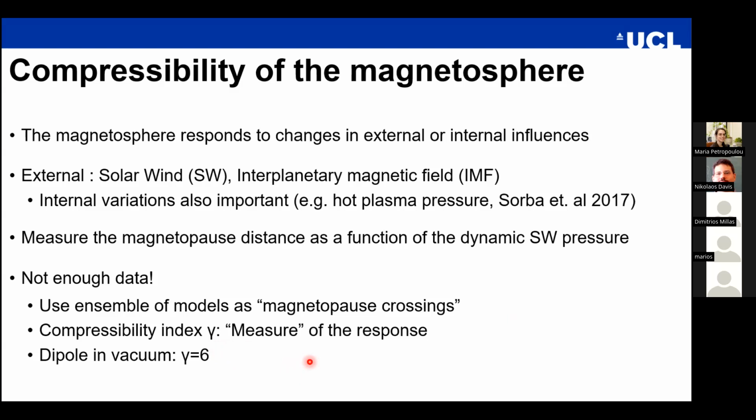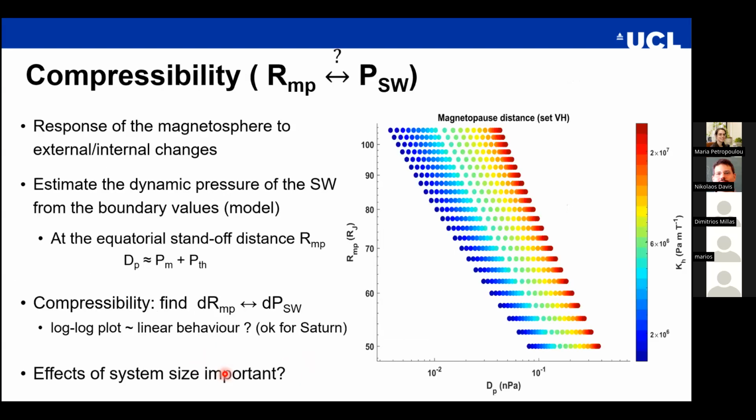Just to give you an idea of what kind of numbers we expect, if you have a dipole in vacuum, the magnetosphere that it will create has an index of 6. So typically we're expecting something lower than 6. So let's see this with a plot. How is this defined?